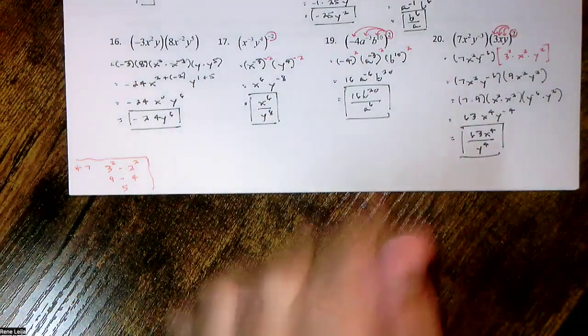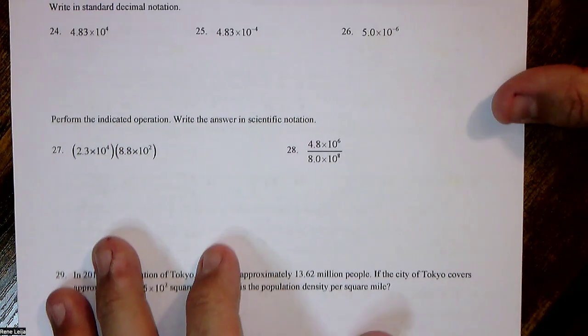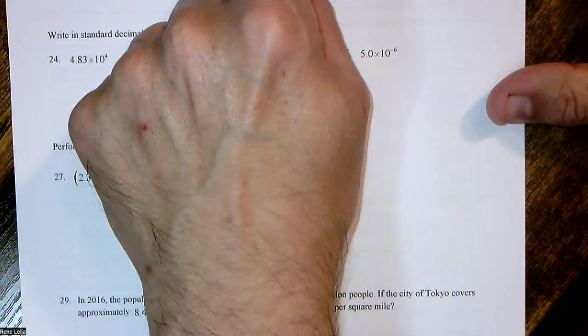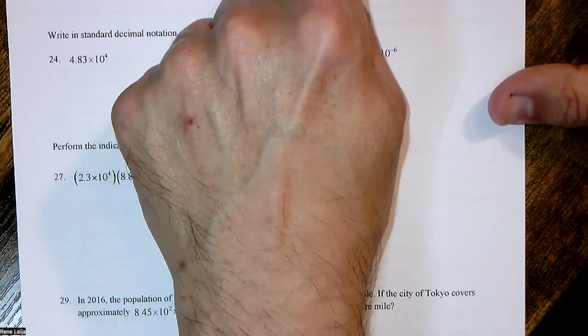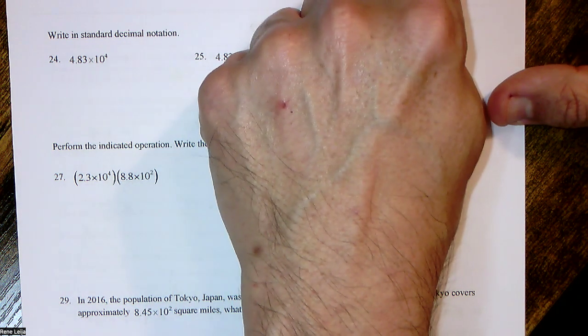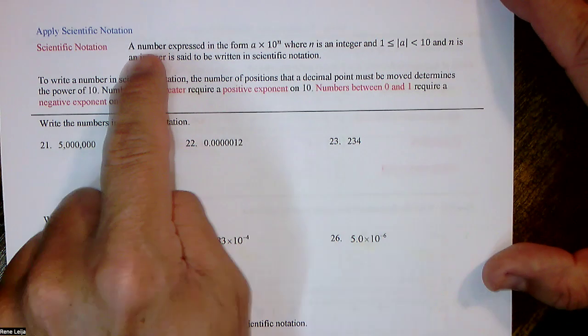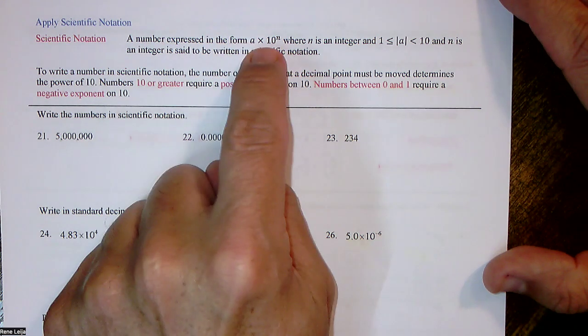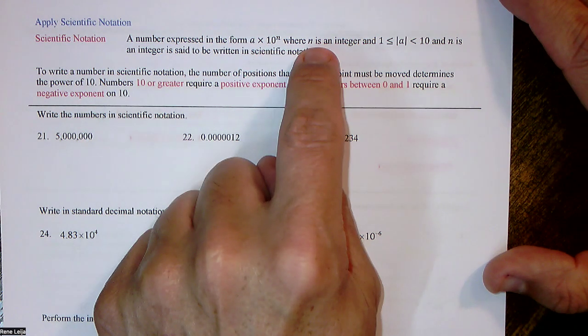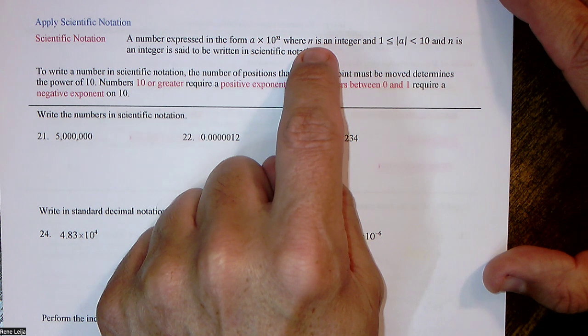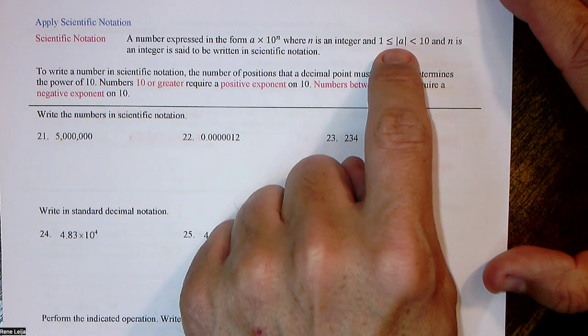Now, these exponent rules can definitely get tricky. All right. Okay, now let's look at scientific notation. So scientific notation is a number expressed in the form of a times 10 to the n, where n is an integer. Oops, sorry. So a number expressed in the form a times 10 to the n, where a is between 1 and less than 10, and n is an integer, counting number, could be positive or negative. Okay.